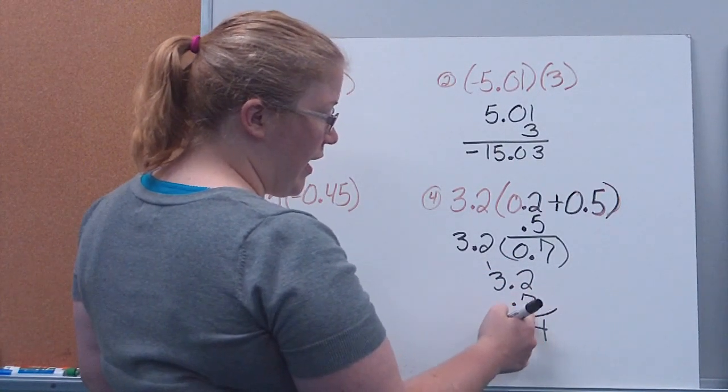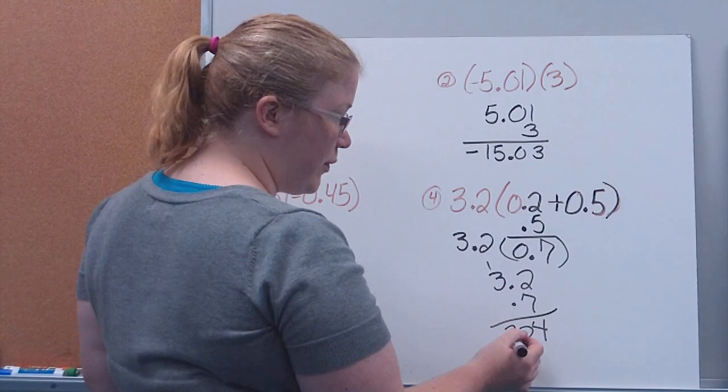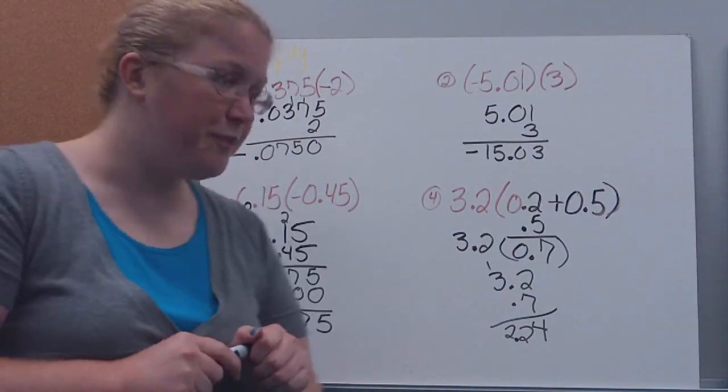2. I have 1 and 1, which is 2 decimal places. So down here, count over my 2 decimal places. My answer is positive because both of my factors were positive.